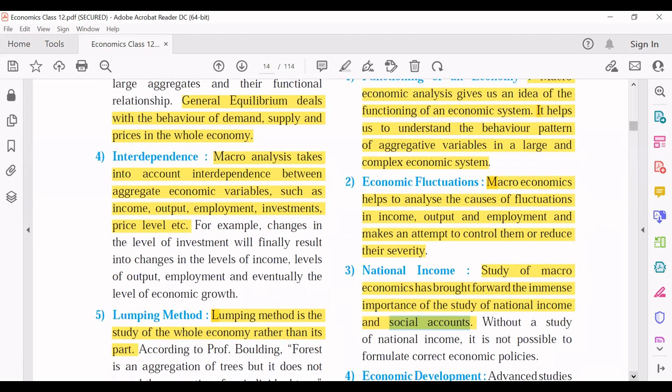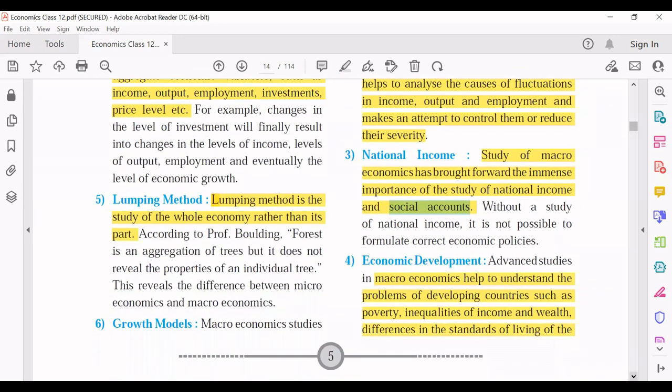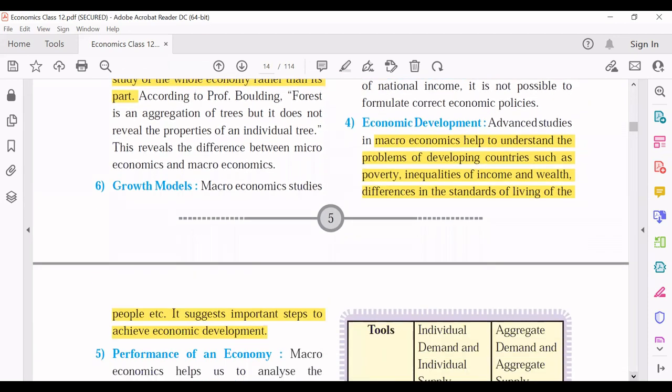Next, we can study national income, right? We can measure the national income and formulate policies in such a way that economic growth and development is accelerated. Also, it helps in economic development. It helps in understanding different problems of the economy, which are poverty, unemployment, education problems, differences in standard of living, etc. And thus, we can take steps to achieve economic development.